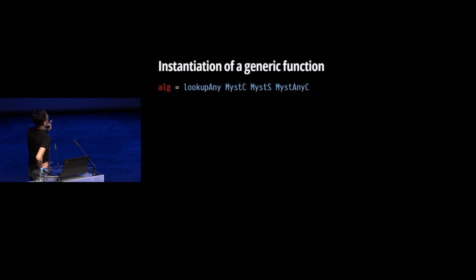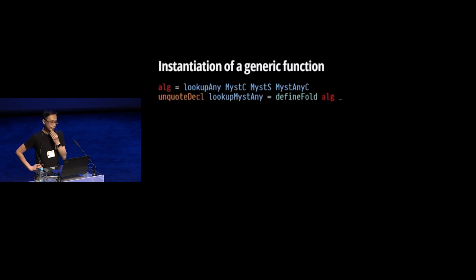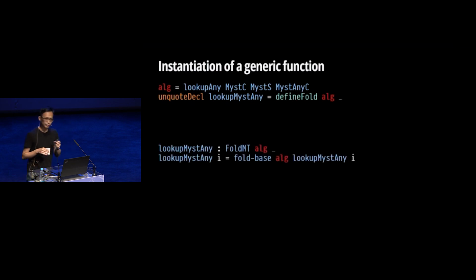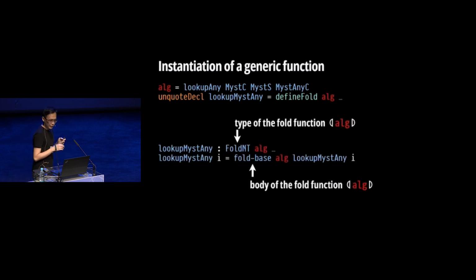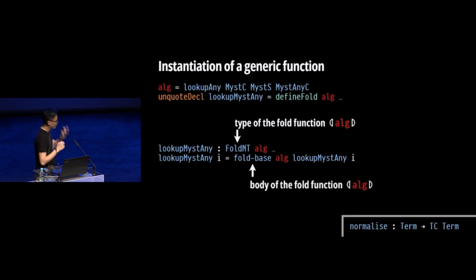Lookup any computes an F algebra, and that's turned into a native fold function by the macro define fold. And inside the macro, what we do is just write basically a definition like this. Here, fold NT and fold base are generic definitions of the type and body of the fold function. And the idea is to use normalize to just expand the definition, and get a clean definition for lookup MIST-NE.